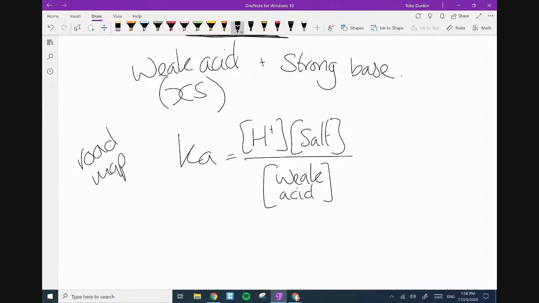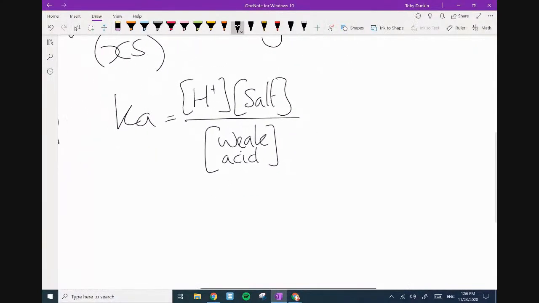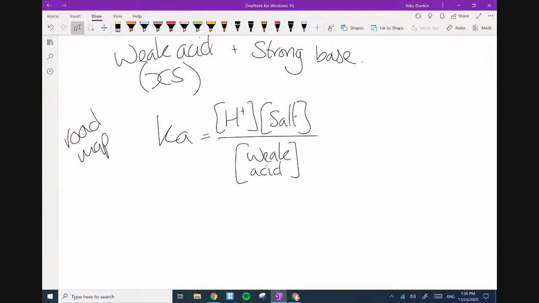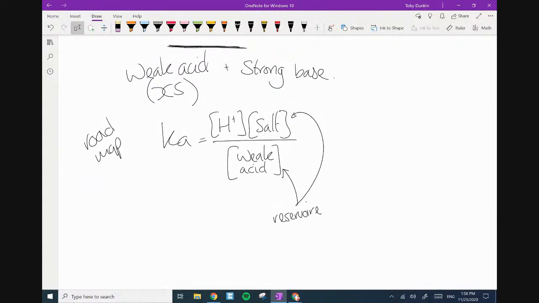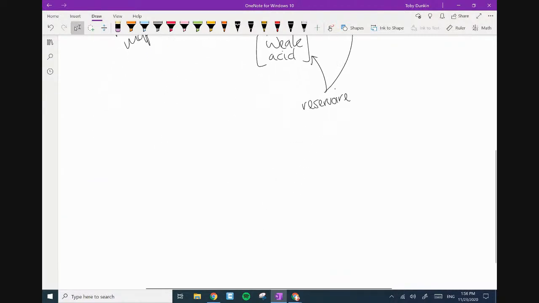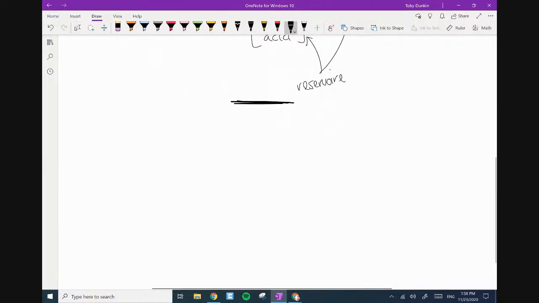Now we know that this is not a good expression. This is just purely me taking this and adapting it to help with the understanding of buffers. We know that what's going to happen is that we are going to have a reservoir of weak acid. This is going to neutralize the addition of bases, and a reservoir of salt, which is going to neutralize any acids that are added. So this is the roadmap for the buffer. So let's now enter into a question. Let's look at this from a question perspective. Question number one, these are all thought experiments.